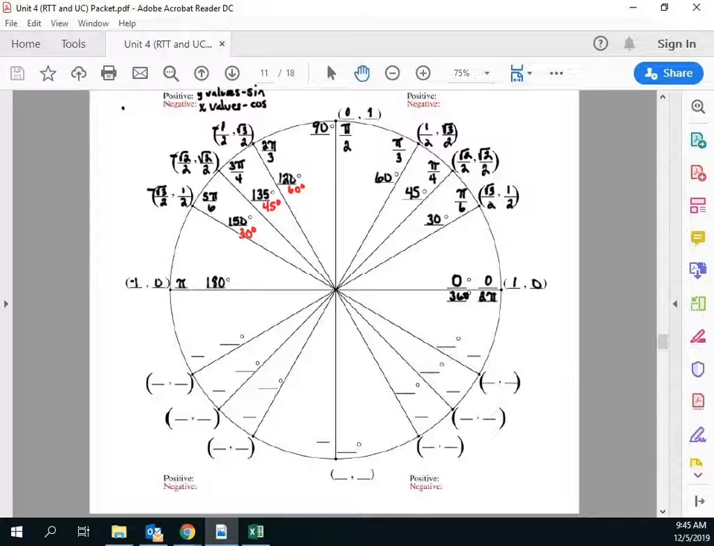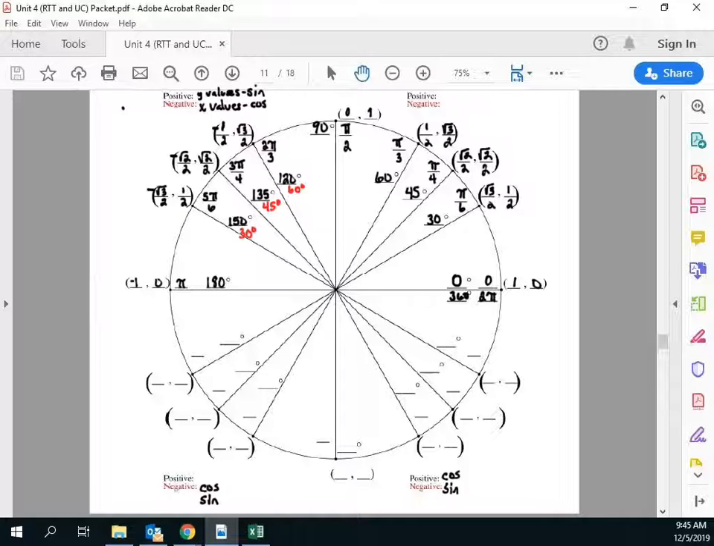In the third quadrant, there's nothing that's positive, is it? We're just going to go ahead and start writing cosine. Cosine and sine are negative. In the fourth quadrant, what's positive? X, which deals with what trig function? Y's are negative, which means sine is negative.